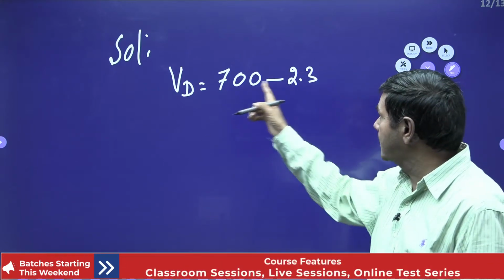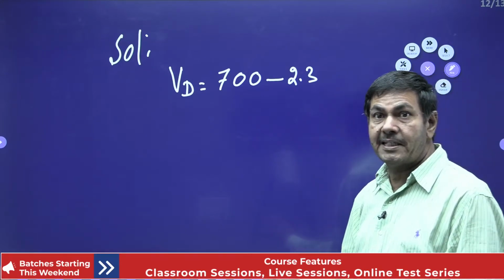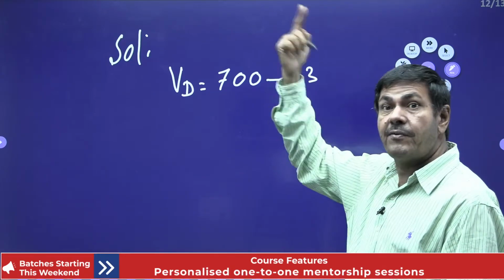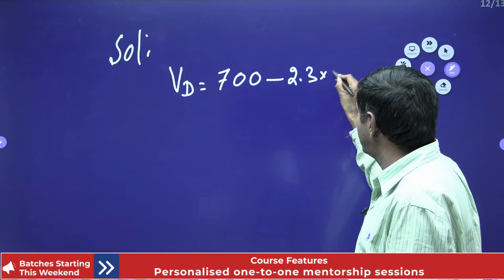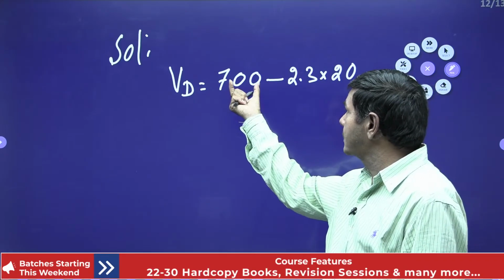This is milli, this is also milli. 2.3 millivolts per degree centigrade. But for how much temperature is it required? 20 degrees. 20 becomes 40. The difference is 20, so I can multiply by 20. Initially it is 700 millivolts.